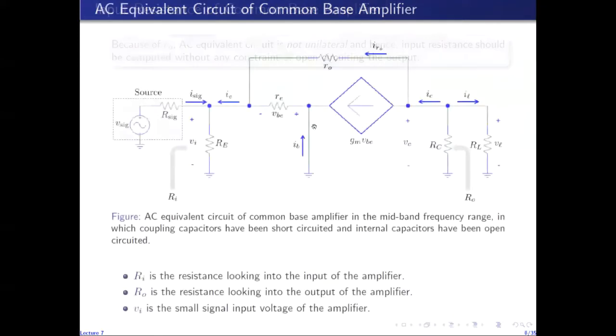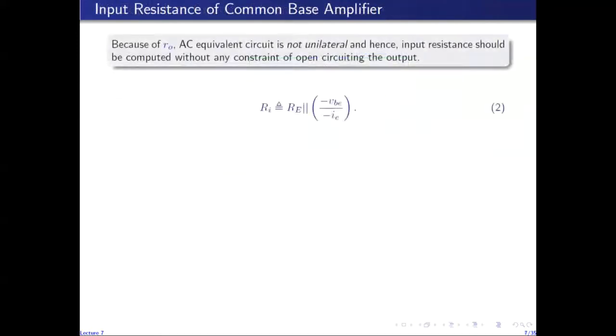Notice that Vi is actually minus VBE, because Vi is the voltage of emitter with respect to ground, and base is grounded. So Vi is actually the voltage of emitter with respect to base, whereas VBE is the voltage of base with respect to emitter. So Vi is minus VBE, or VBE is minus Vi, one and the same thing. So Vi over minus IE is actually minus VBE over minus IE.